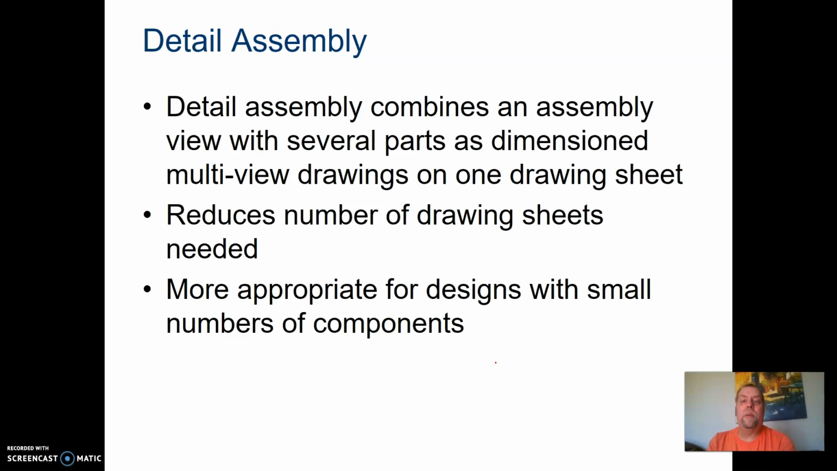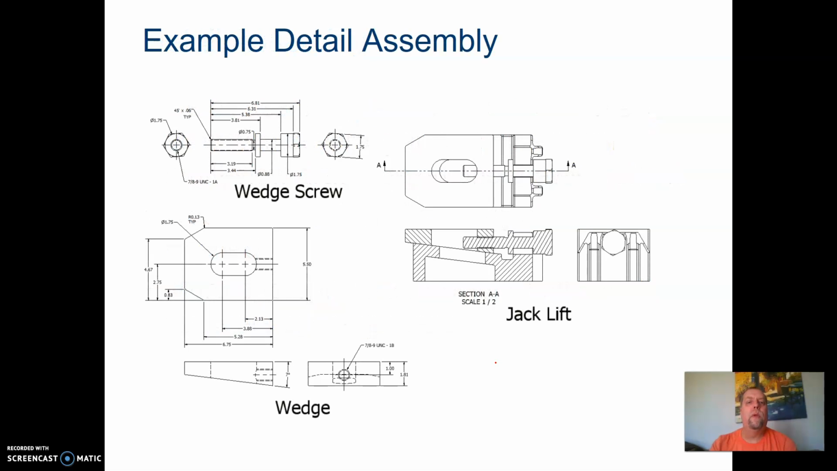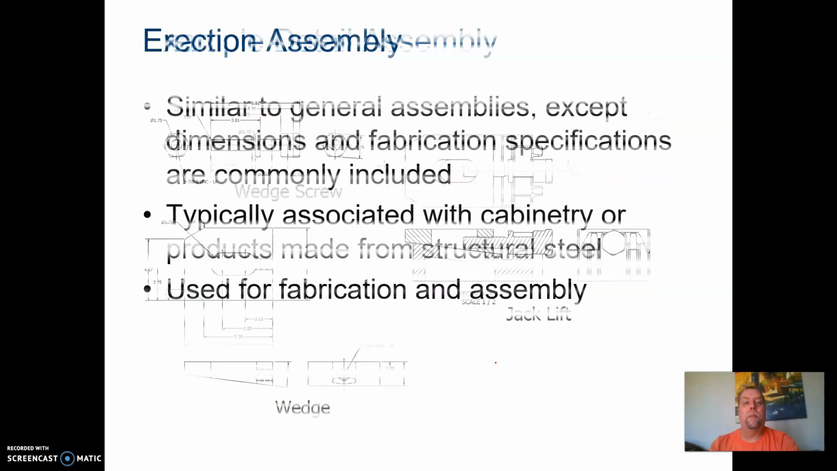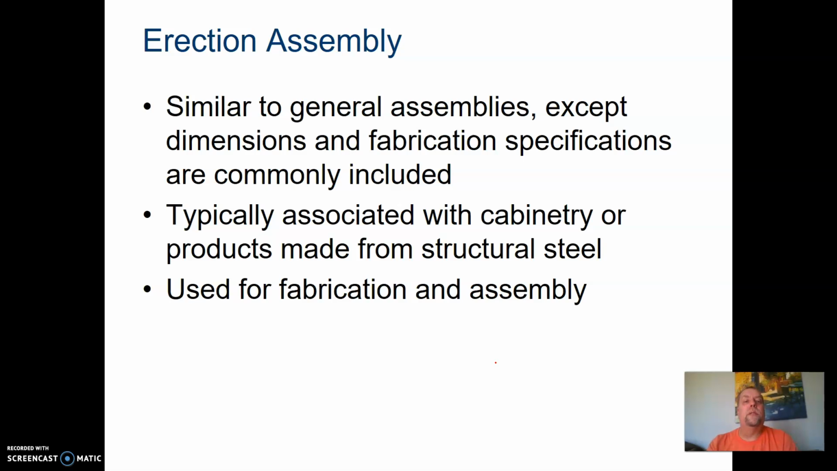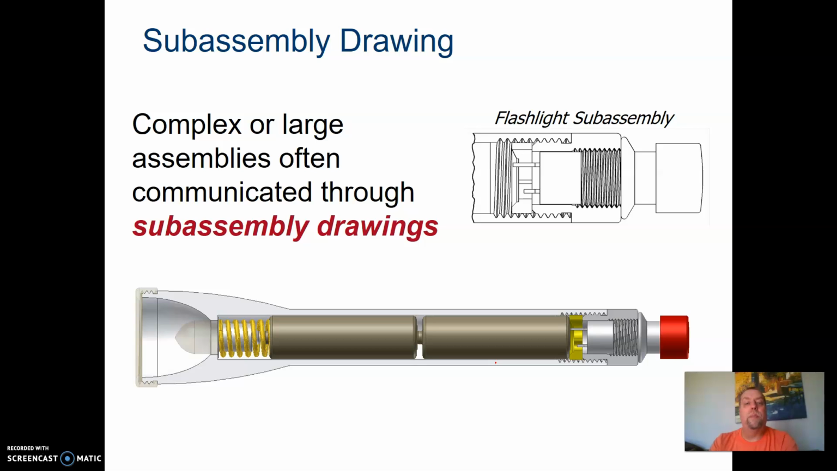A detail assembly combines an assembly view with several parts as dimensioned multi-view drawings. It reduces the number of drawing sheets that are needed, because most of the stuff is done on one sheet, and it's more appropriate for design, generally with smaller or fewer components. Here's an example of a detail assembly drawing. An erection assembly is similar to the general assembly, except dimensions and fabrication specifications are commonly included. It's typically associated with cabinetry or products made from structural steel, a lot of times used for fabrication and assembly. Here's an example of that right here.